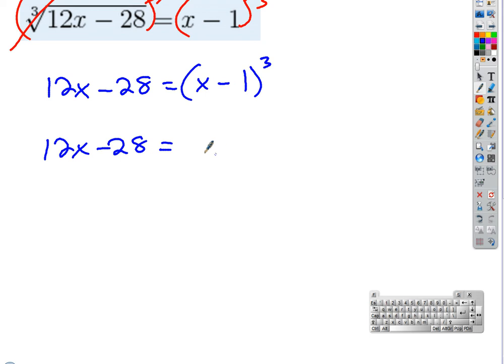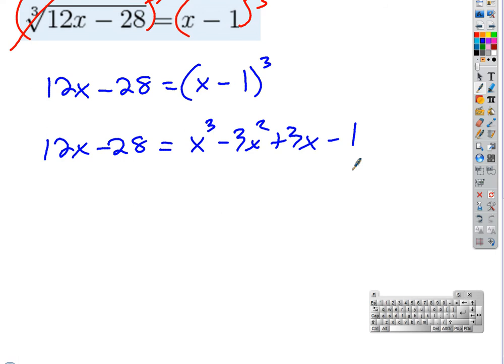12x minus 28 equals, if I FOIL that out, I'll tell you what I promise I'll do for you on the test. I won't give you anything higher than a square on the test. So we get 12x minus 28 equals, I'm just going to make this quick. If I FOIL that whole thing out, I'm going to get x cubed minus 3x squared plus 3x minus 1. Just trust me. If you FOIL that out, that's what you're going to get. Okay, so now what?